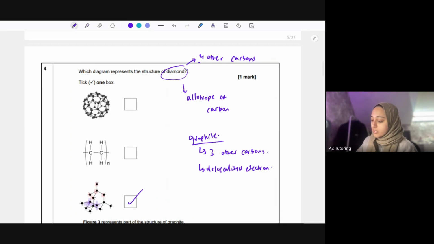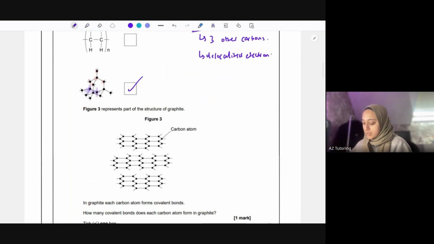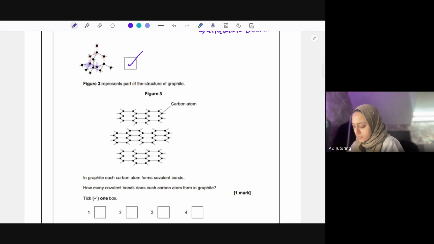Another thing as well with this being bonded to 4 other carbons, it makes the substance really hard, which makes it good for jewelry, and some really expensive drills as well. They also put diamonds on the edge of that drill to make it a lot harder. Okay, so figure 3 represents structure of graphite.